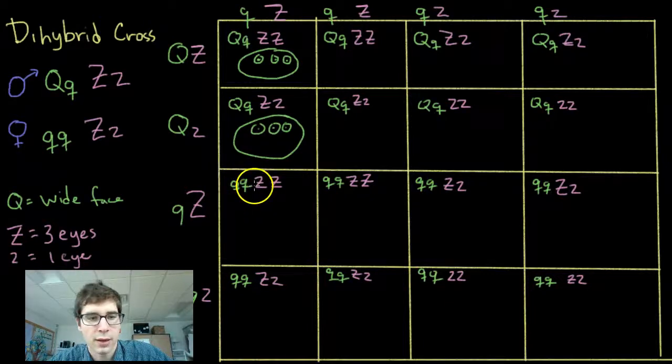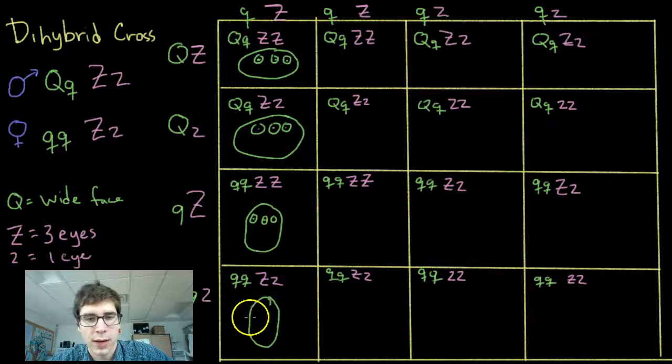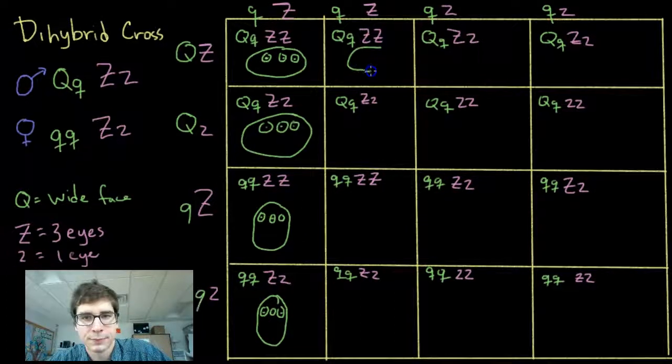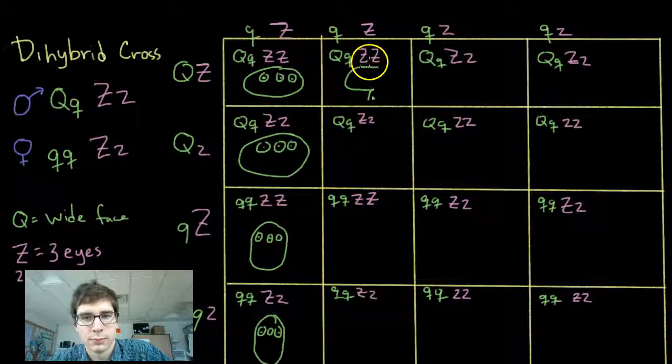Okay, now we have lowercase q, homozygous recessive. That's going to give us the narrow face. But we're still going to get 3 eyeballs. And here again, narrow face, 3 eyeballs though, because we got this capital Z. All right, this is really pushing my drawing skills to the limit. Okay, wide face, 3 eyes.